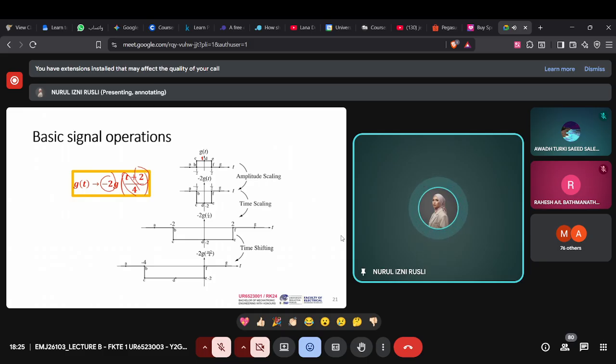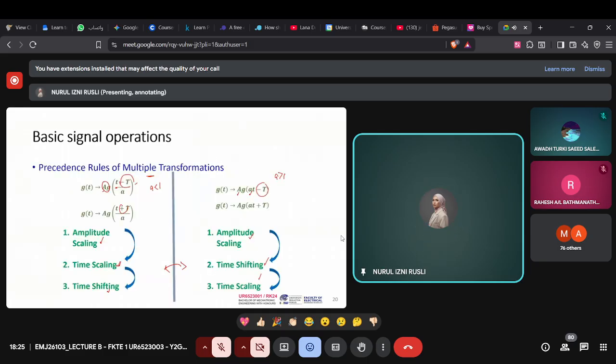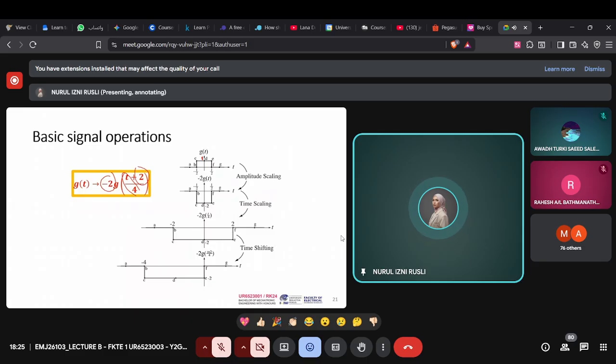So first, according to the precedence rule here, of course first you have to do the amplitude scaling. So this is what you are doing, amplitude scaling. But notice that it is not just amplitude scaling, but you have also reversal because you have negative. So if you do first the amplitude scaling, it's no longer at 1 because you have to multiply by 2. So you have 2g(t). You do first this one. So this is 2, this is minus 1 over 2, this is 1 over 2, this is t.